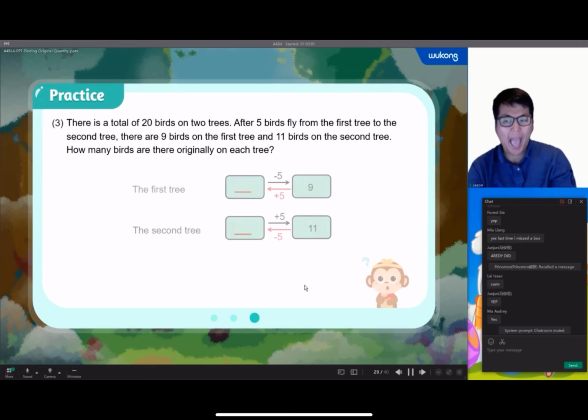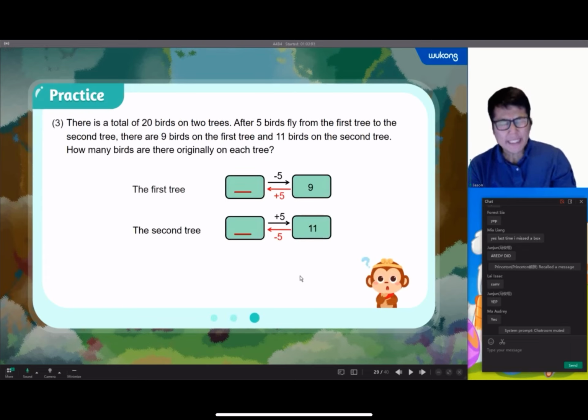And now there are a total of 20 birds on 2 trees after 5 birds fly from the first tree to the second tree. So that's why bye-bye 5 birds and hello 5 birds. There will be 9 birds on the first, 11 on the second. So how much do we have originally? Going back, 9 plus 5 is 14 and 11 minus 5 is 6. So as you can see, guys, the total doesn't change. It's still 20, and this is also 20, right?